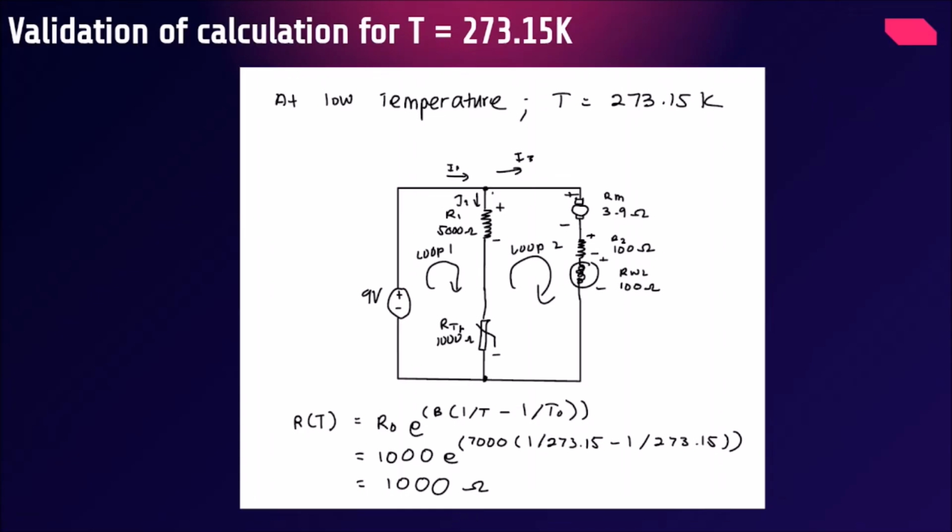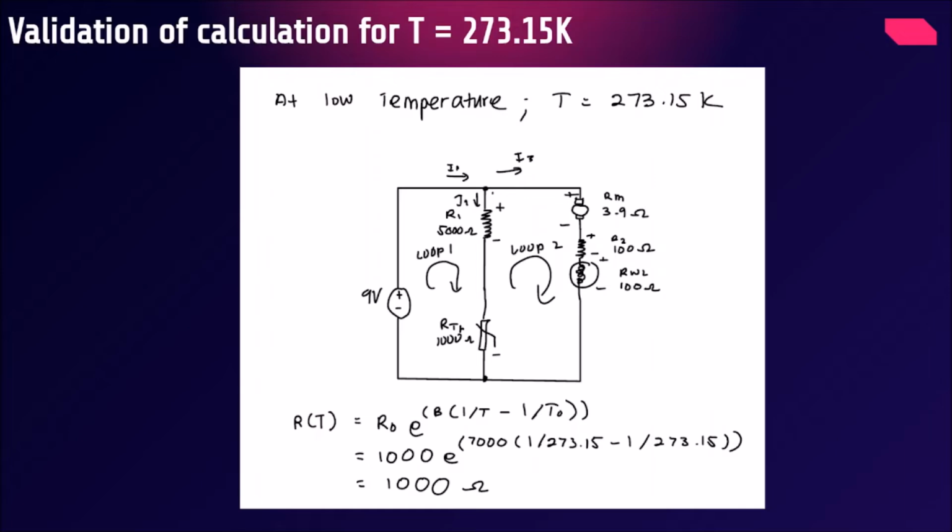Next, we are going to validate the value that's shown at the sensor for temperature of 273.15 Kelvin. Firstly, we need to find the resistance at the thermistor. It can be calculated by using the formula as shown in the slides. So we refer the formula from the datasheet of the thermistor. So we plug in the value into the formula and we will get 1000 ohm for resistance of thermistor.